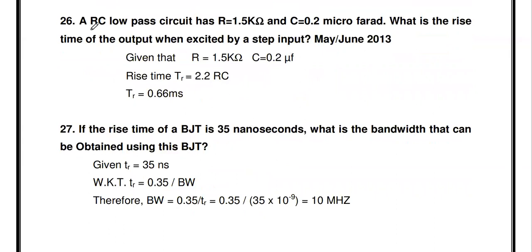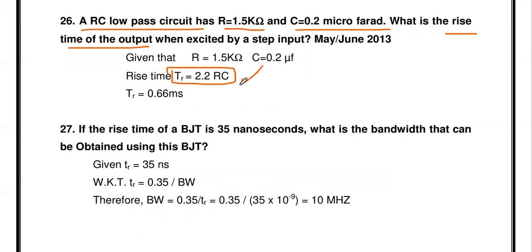The next one: an RC low pass circuit has R equal to 1.5 kilo ohm, C equal to 0.2 microfarad. What is the rise time of the output when excited by a step input? The rise time for the RC low pass circuit is equal to 2.2 into RC. So 2.2 into R, which is 1.5 kilo ohm, and capacitor 0.2 microfarad. If you substitute these two values, we get the answer 0.66 millisecond. It's also a university question, 2013 question.